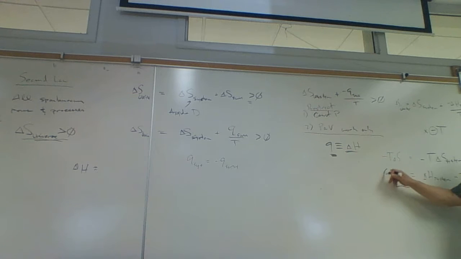Well, minus T delta S of the universe, why do we do that? I don't know. Maybe this equation is a little easier to look at, and that's the reason why. But what we're going to do is call this a new state function. The new state function is delta G, the change in the Gibbs free energy. Delta G encompasses the delta S of the universe, and that's equal to delta H of the system minus T delta S of the system. And this should be less than 0.